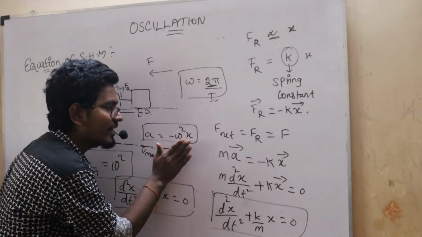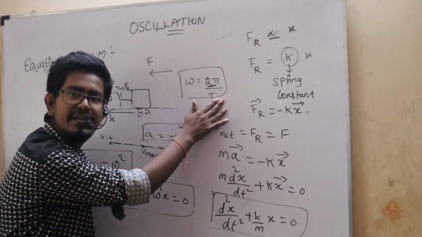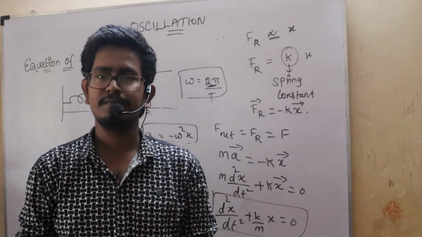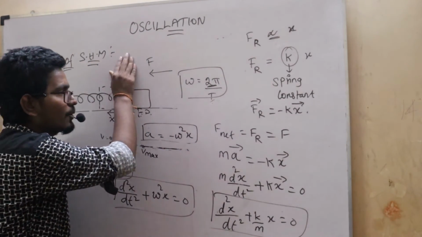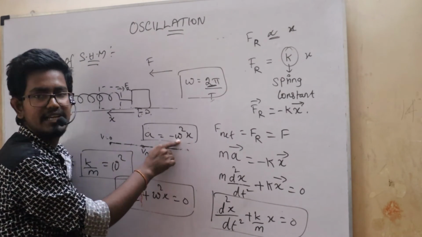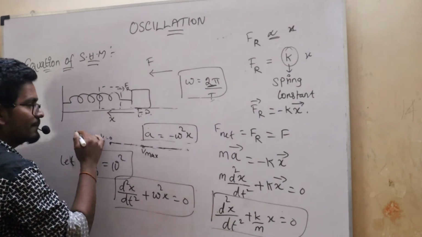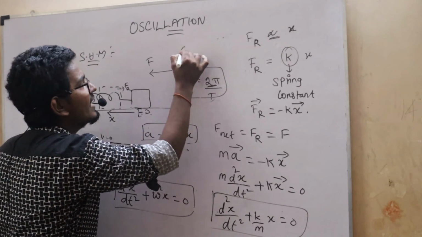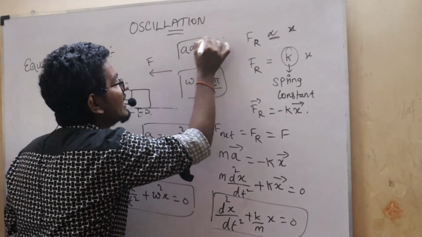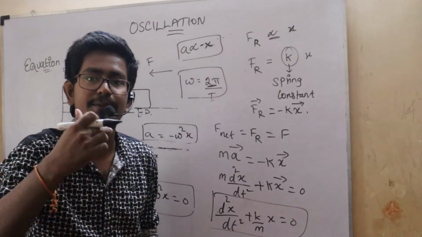Why is my omega constant? Because my time period is constant. How is my time period constant? Because it is a simple harmonic motion. So as it is a simple harmonic motion, my time period is going to be constant, and my omega is going to be constant. As my omega is constant, I can write that A is directly proportional to minus x. If any object is exhibiting this, then we can say that object is exhibiting simple harmonic motion.